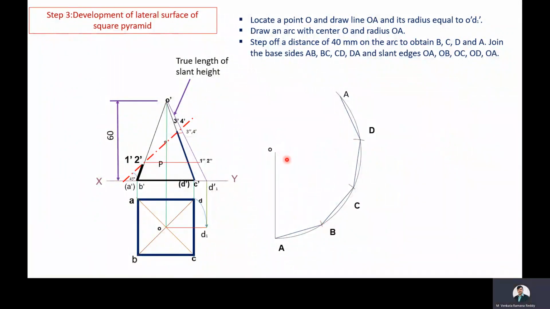Then join OB, OC, OD, OA. Here AB, BC, CD and DA are the base sides of a square pyramid, and OA, OB, OC, OD and OA are the face edges or slant edges of a square pyramid. This is the development of lateral surface of a square pyramid. Then we'll move towards development of lateral surface of a truncated square pyramid.